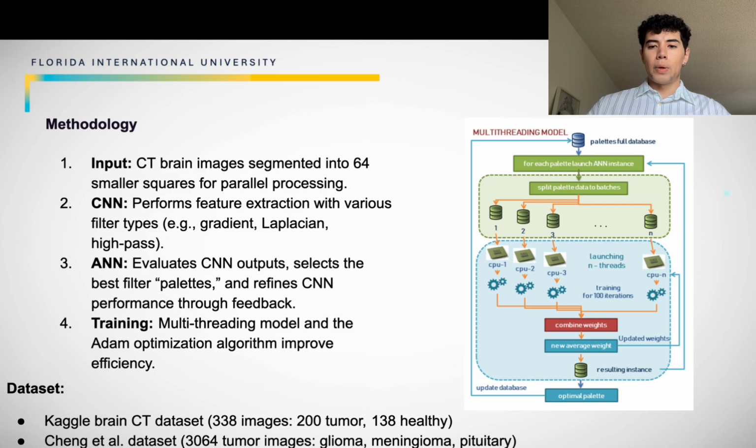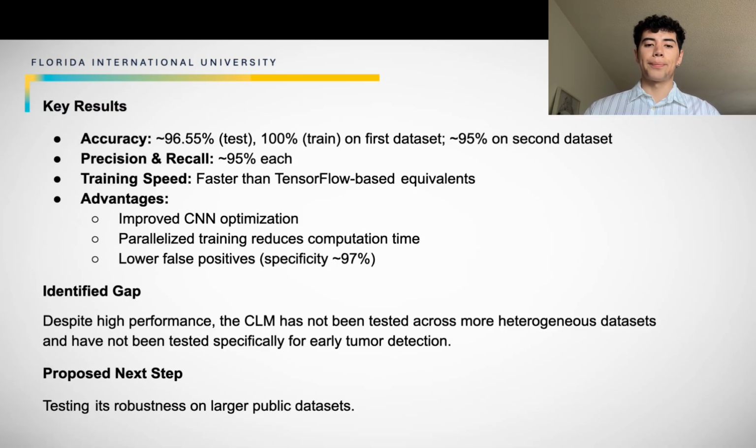So what they obtain is that they use two main data sets, one from Kaggle CT datasets with over 338 images, and the second from Chen et al. dataset with over 3,000 tumor images. So their model CLM achieved excellent results, around 96.5% test accuracy on the first dataset and 95% on the second, with high precision and recall.